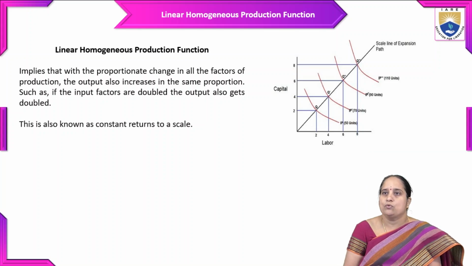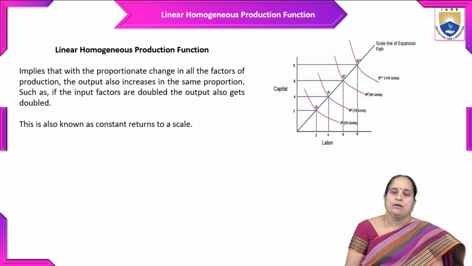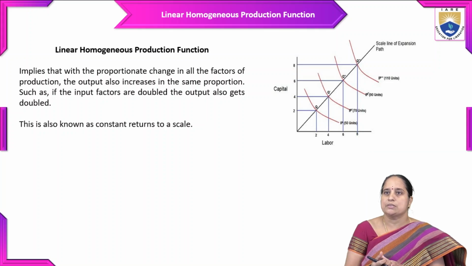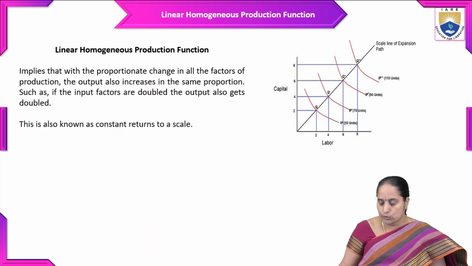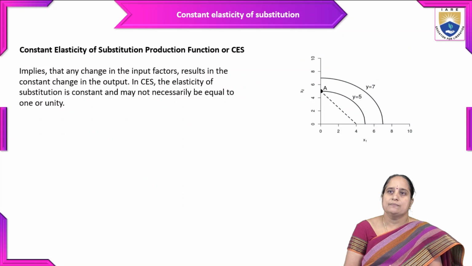Then comes the linear homogeneous production function. It implies that with a proportionate change in all factors of production, the output also changes in the same proportion, such as if the input factors are doubled, the output also gets doubled. This is also known as constant returns to scale. So however much variation you make in the inputs, the same proportionate change we can find in the case of output also.